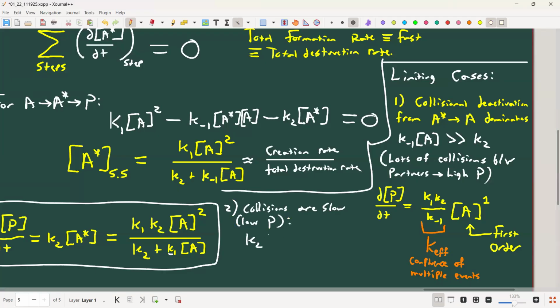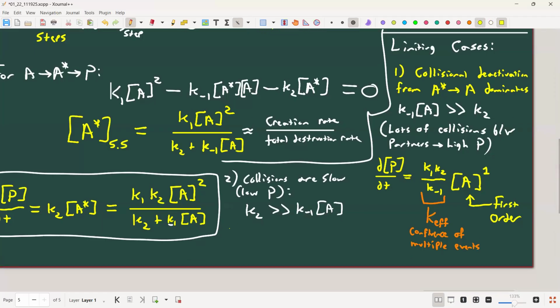Well, we have the opposite case. K2 is much greater than K1A. Right? And we lose the other term instead. And we get that the product formation rate is equal to, let's see, K1. Did I get this wrong? Hold on a second. So get rid of the K2. Oh, okay, K minus 1. So that goes away. So it's equal to K1 A squared. Right? Because the K minus 1 term disappears.